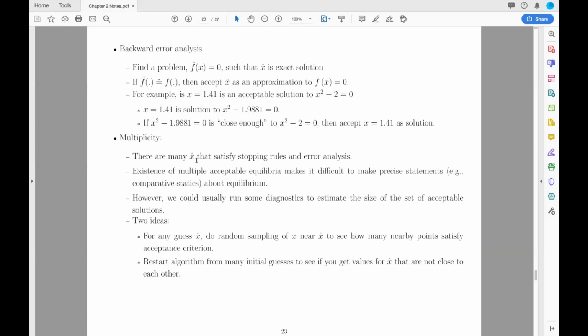Now, here's the other thing about this whole business. We're never going to find the exact x hat that solves an equation. So that means that we end up with some criterion that x is close to x hat. Well, there's lots of numbers close to any x. There's a continuum of infinity of numbers close to x. And so any of them in the small interval would be acceptable. So basically what a computer can do is give you what we would call an epsilon equilibrium.